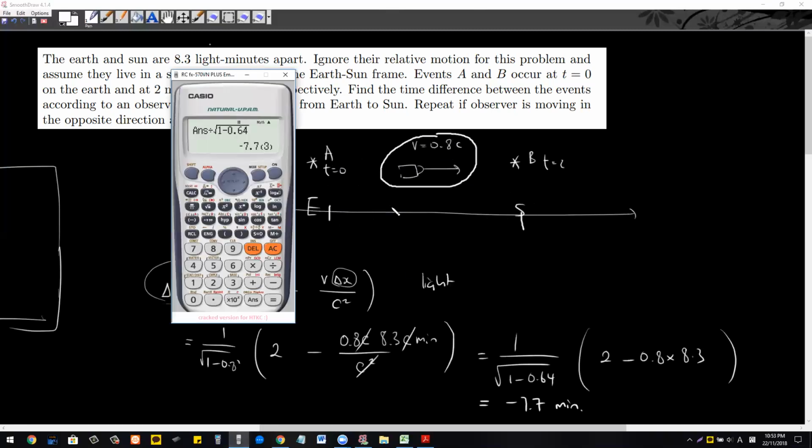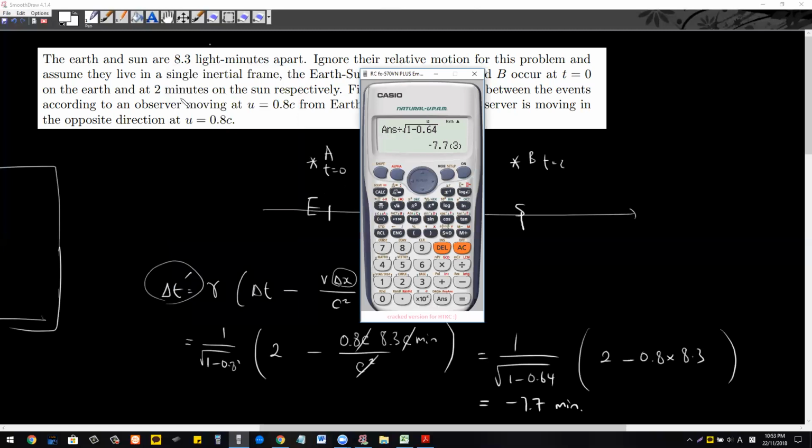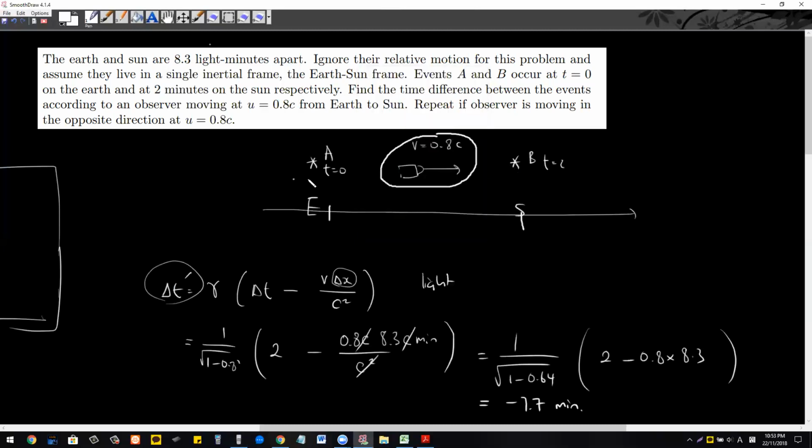That's what we learned last time. So this one is 8.3 light minutes away, but it took only 2 minutes, right? So it means it's faster than the speed of light. So that means A can't cause B. If A happened first and caused B, then B should happen at least 8.3 minutes later. So this violates the speed of light. Therefore, B cannot be caused by A.